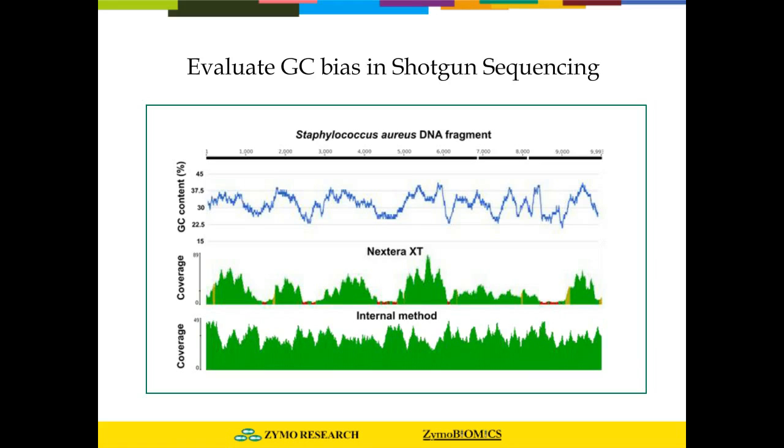Now, the panel in the middle shows the case of the Nextera XT kit, and as you can see, the sequencing coverage increases when GC content increases and decreases when GC content decreases, so on and so forth. And they basically share a very similar trend. But you don't see this phenomenon in the case of our internal method. As we mentioned earlier, such GC bias can cause a bias in the estimation of microbial abundance. And in the case of Staphylococcus aureus, for some regions that have extremely low GC content, the researchers might not be able to recover any sequence from those regions. And this is definitely problematic in some applications.